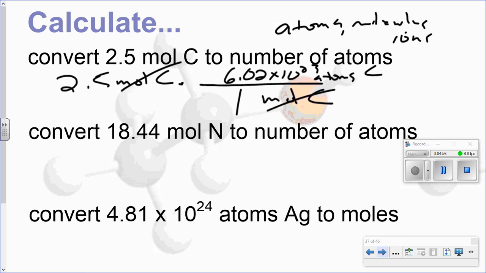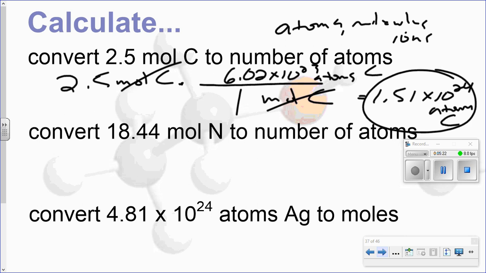of carbon. Now in your calculator, and I'll go over this in class, you're going to take 2.5 times 6.02 times 10 to the 23rd. And you get 1.51 times 10 to the 24th. That's 1.51 times 10 to the 24th. Again, in class, I'll show you how to type that in your calculator and how to interpret that, but that's your answer. So that's moles to number of atoms.